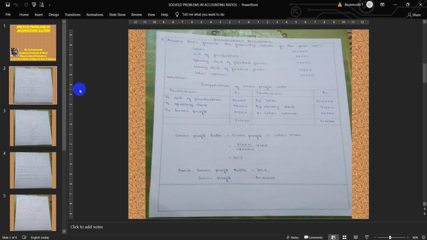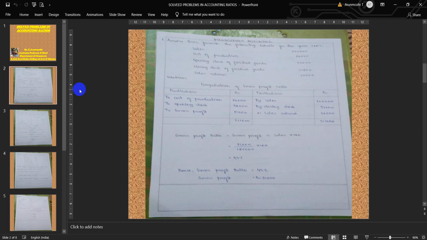We pass on to the calculation of gross profit ratio. Aruna Briggs furnished the following details for the year 2007. Sales is given as 2 lakh, cost of production 80,000, opening stock of finished goods 50,000, closing stock of finished goods 31,000, sales returns is 20,000.